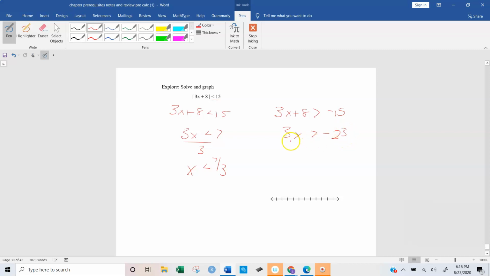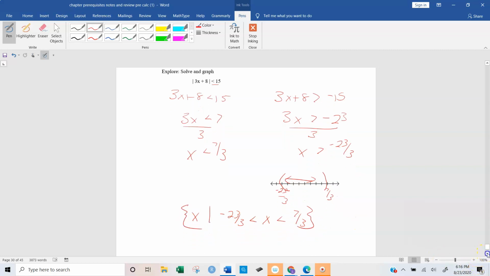right? Yeah, it's not going to divide pretty either. Divide by 3, so x is greater than a negative 23/3. So I'm just going to write these on here, negative 23/3, greater than, not inclusive again, so that's going this way. 7/3 is over here somewhere. Less than, not inclusive again, so it's going this way. So now when you write your set builder, we have x such that x is between these two things. So it's negative 23/3 is less than x, which is less than 7/3. Set builder notation. Did you do a good job?